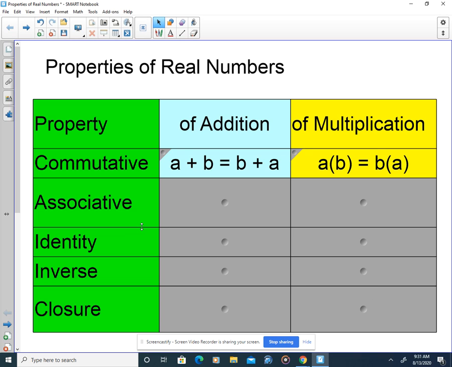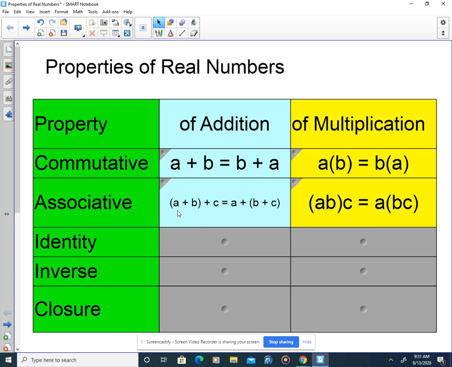Next property I want to look at is the associative property. The associative property has the root word associate. When you think about associate, you associate with groups of people. So think about grouping. Here are the 2 properties for associative for addition and associative for multiplication.